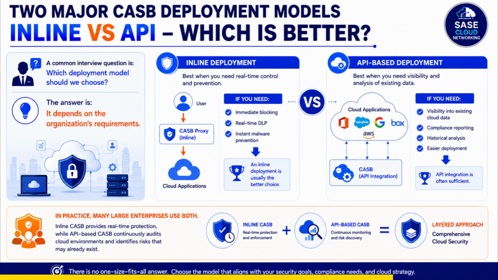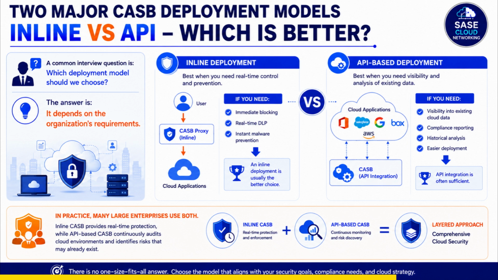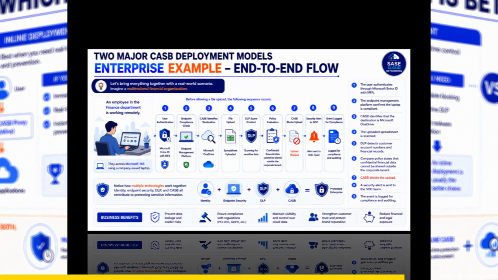In practice, many large enterprises use both. Inline CASB provides real-time protection, while API-based CASB continuously audits cloud environments and identifies risks that may already exist. This layered approach delivers comprehensive cloud security.